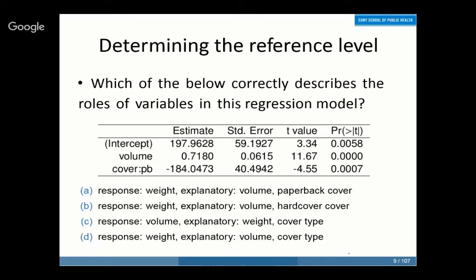Next, multiple choice. Which of the below correctly describes the roles of variables in this regression model? Well, first, telling you just what's the response variable here? Wait, okay, so we can get rid of C.